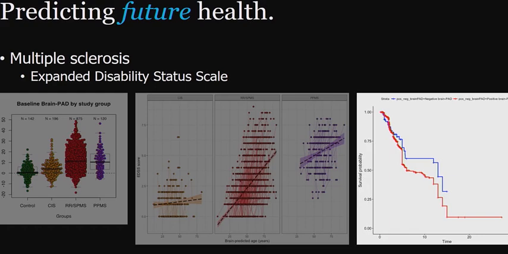And we could even operationalize that in a survival analysis where we use their brain predicted age as a regressor to predict their rate of progression in future. And you can see in the image that those with older appearing brains at baseline were significantly more likely to progress to worse levels of disability across the study.